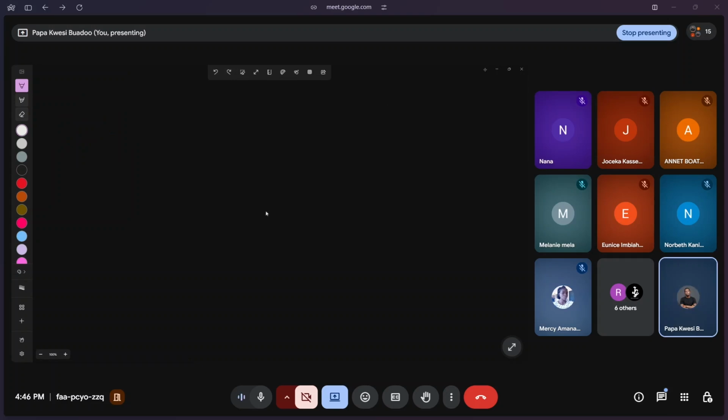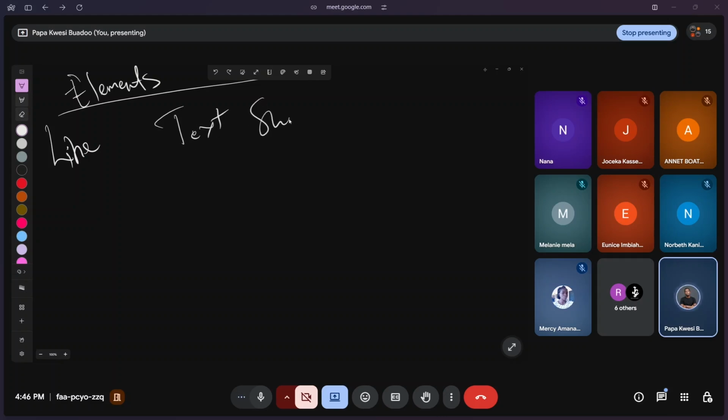Okay, so now that we've listed a couple of elements like the shape, the text, the color, there are also other elements out there. We can also have line. So all these I'm stating are elements of design. Elements of design. So first I mentioned text, shape, color. We have line, and then we have dots.